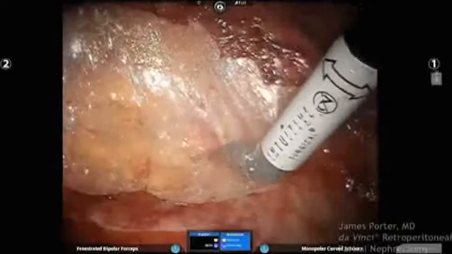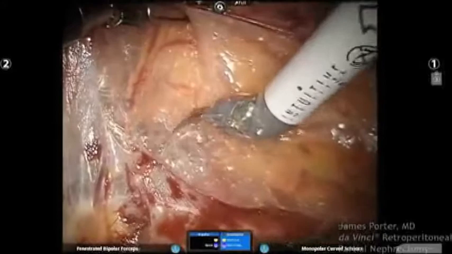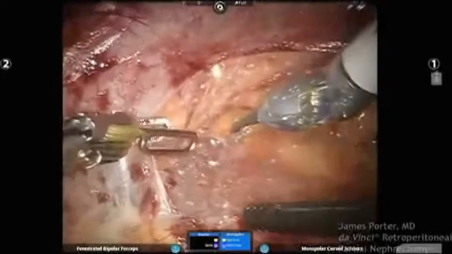And I'm going to stay on the psoas muscle because that's going to direct me right to the renal hilum. Looks like we got a little vessel back here, a little polar vessel, or a little accessory vessel coming around here. Man, let's just clip that thing. That's pretty good size.